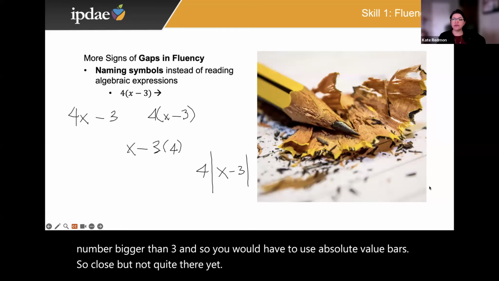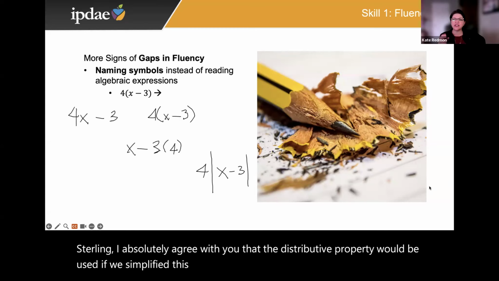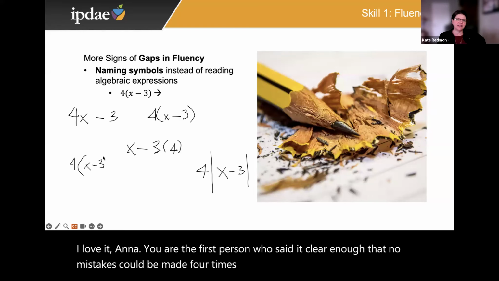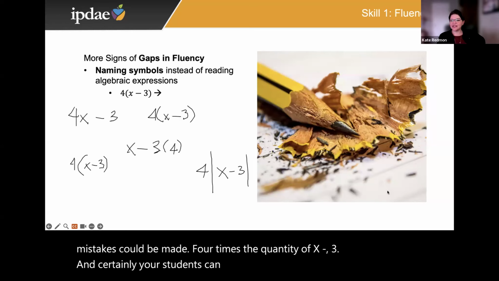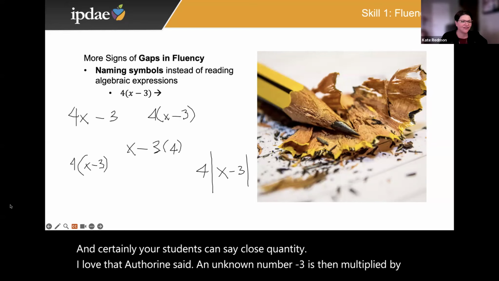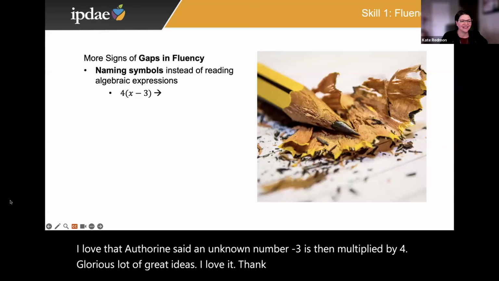Sterling, I absolutely agree with you that the distributive property would be used if we simplified this, but how could I just read this statement? I love it, Anna. You are the first person who said it clear enough that no mistakes could be made. 4 times the quantity of x minus 3. And certainly your students can say close quantity. Oh, I love that. Authorine said an unknown number minus 3 is then multiplied by 4. Glorious. A lot of great ideas. I love it. Thank you, guys.